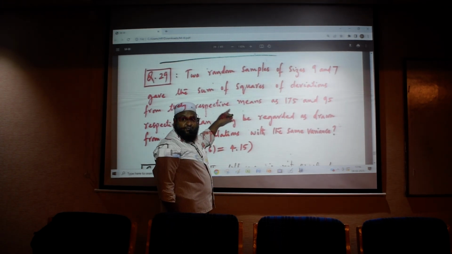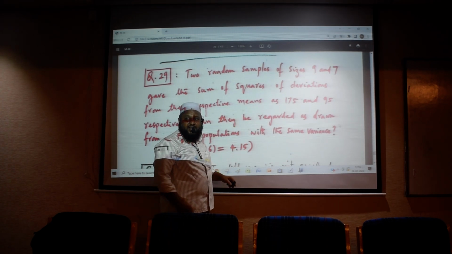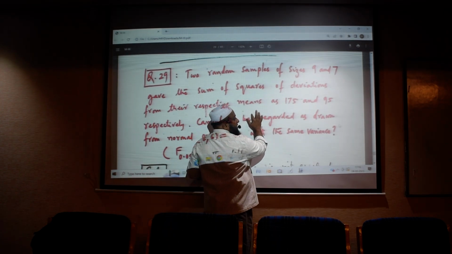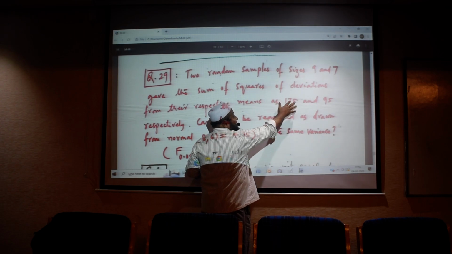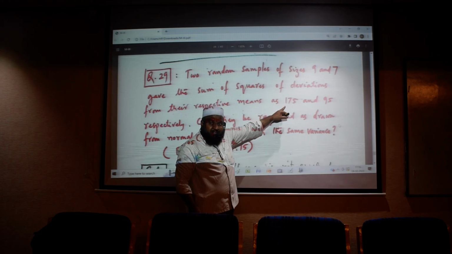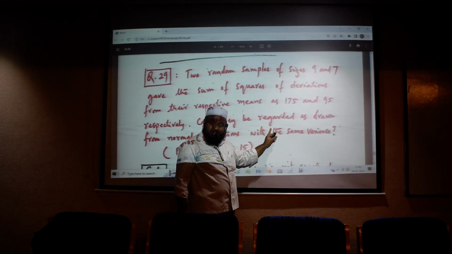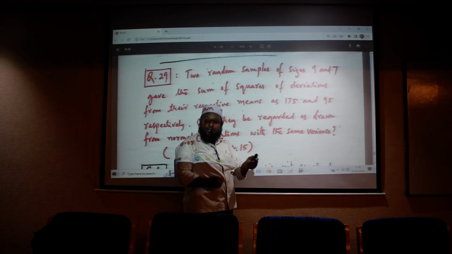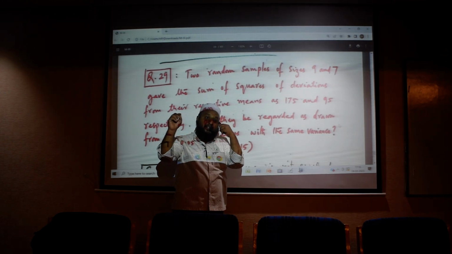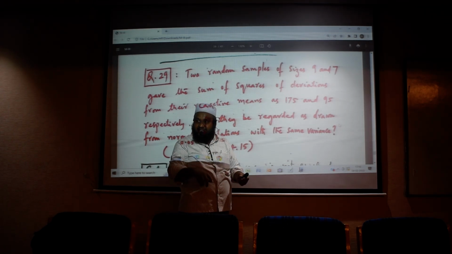If so, what is s square? The root goes. What is there in the numerator? Sigma x minus x bar square. Is it the sum or not? Yes, it is the sum of the squares of the deviations. X minus x bar is the deviation. So sigma x minus x bar square means the sum of the squares of the deviations.